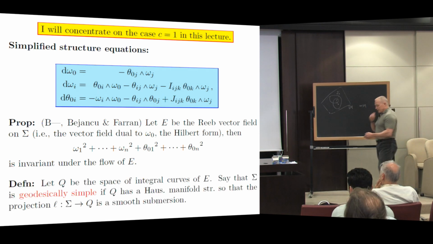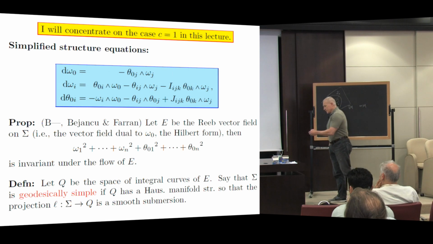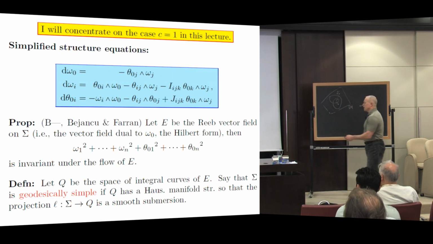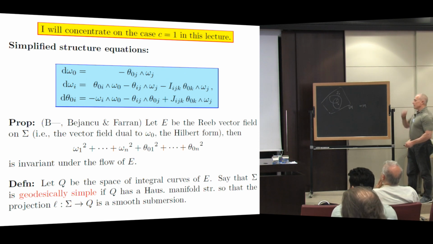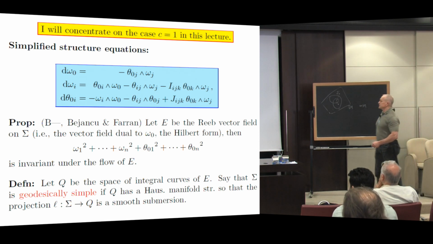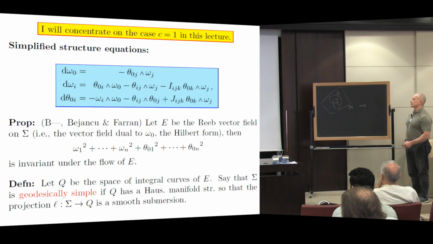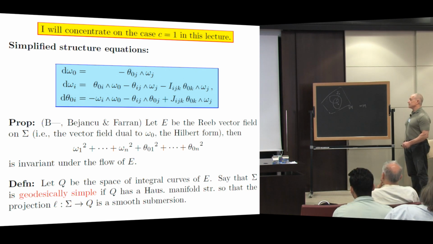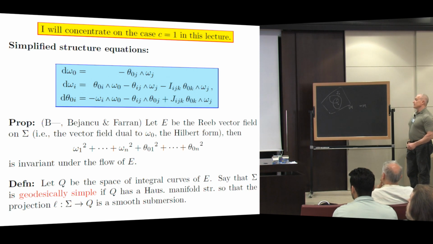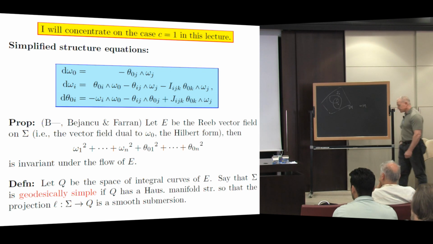And what I want to do is look at the space of geodesics. But of course, in general, the space of geodesics may not be a manifold. But locally, you can always do this. That is, by restricting to a sufficiently small neighborhood in sigma, you can always arrange that this Rabe vector field is geodesically simple. That is, if you look at the space of integral curves, then this space of integral curves has a Hausdorff manifold structure, so that this projection is a smooth submersion.